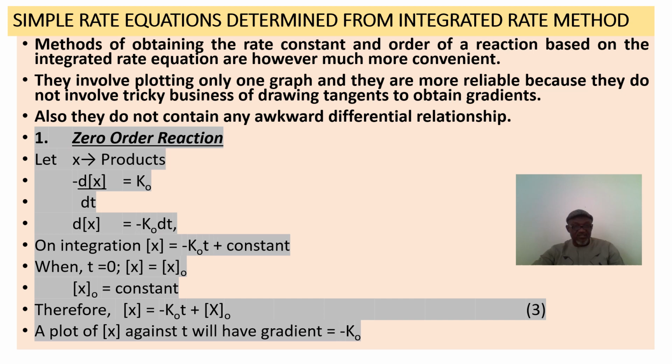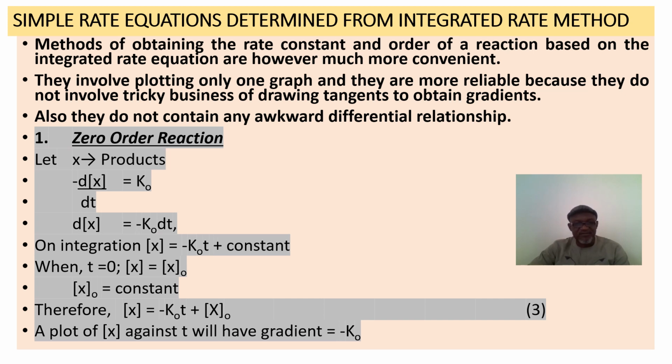For us to get this constant, we go to our boundary conditions, that is our initial condition. When t is equal to 0, x is equal to x0. Therefore, x0 becomes our constant. So we have equation 3: x is equal to minus k0t plus x0. So a plot of x against t will give us a slope of minus k0, and a straight line if the reaction is a zero order reaction.